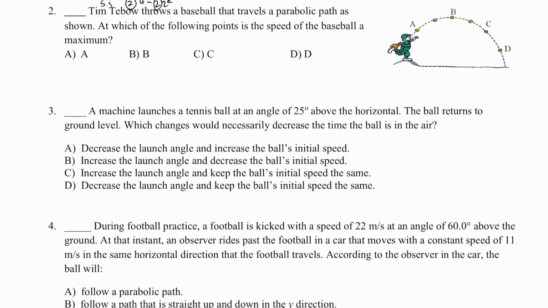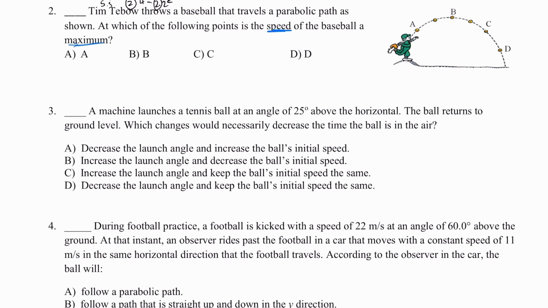Tim Tebow throws a baseball that travels a parabolic path as shown. At which of the following points is the speed of the baseball a maximum? The key word here is speed, so I don't care whether it's rising or falling. And the other keyword is maximum. So when is it greatest?